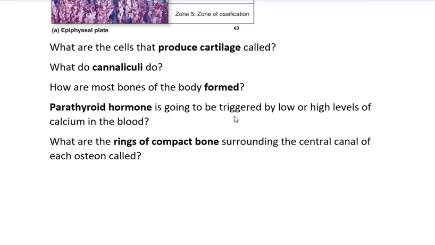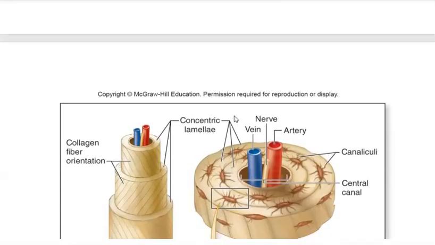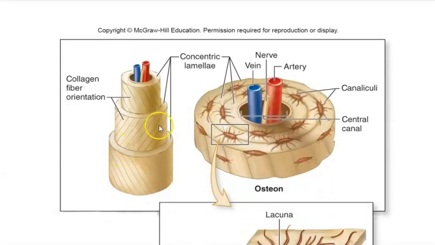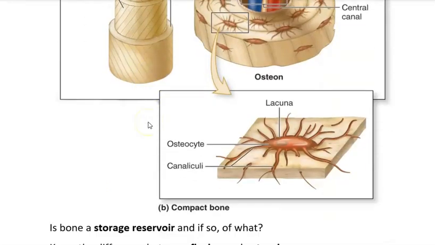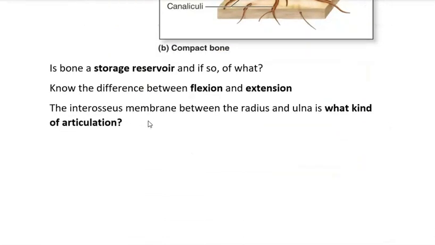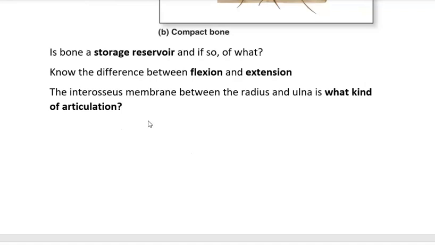What are the rings of compact bone surrounding the central canal of each osteon called? Well, they're right here. Here are those rings, and they're called concentric lamellae. Is bone a storage reservoir? Yes, it is. It stores calcium and phosphorus in the actual bone tissue, and in the yellow bone marrow, it stores adipose tissue or lipids, okay?